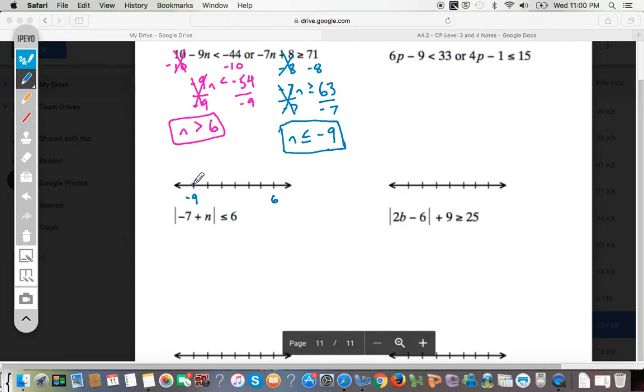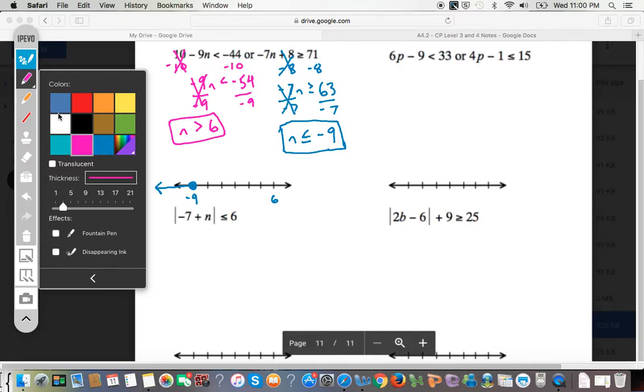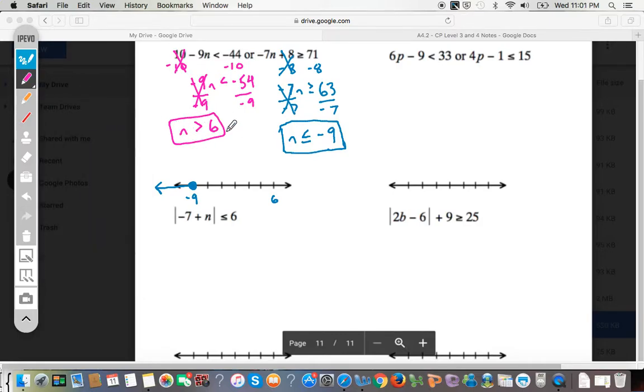So I know that's a filled in circle, and it's heading this way. So I also have n is greater than 6. So I know that's an open circle, and that's heading that way. So is this an okay solution? Does this work? Yes. I'm just trying to satisfy one equation or the other one. So this is perfect right here.